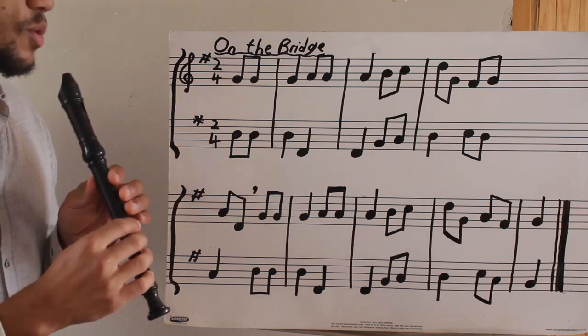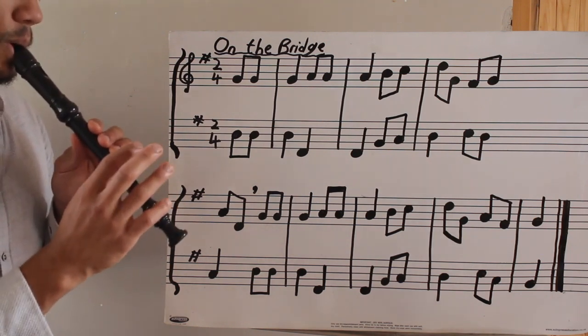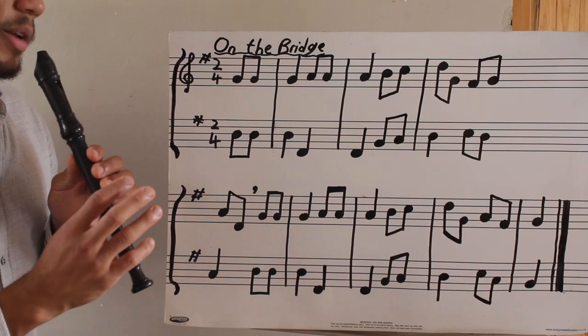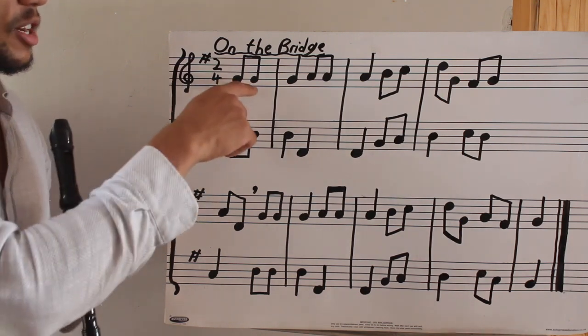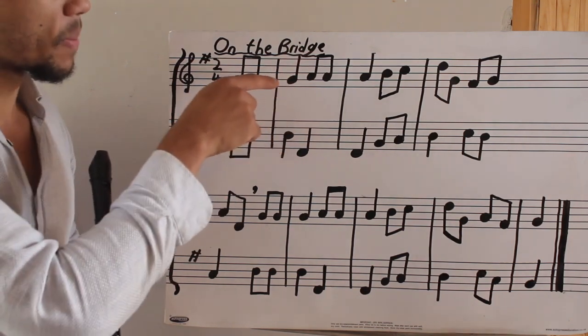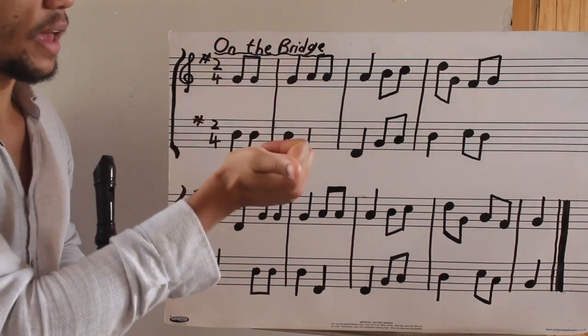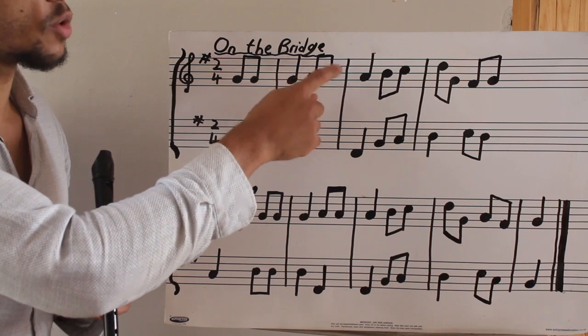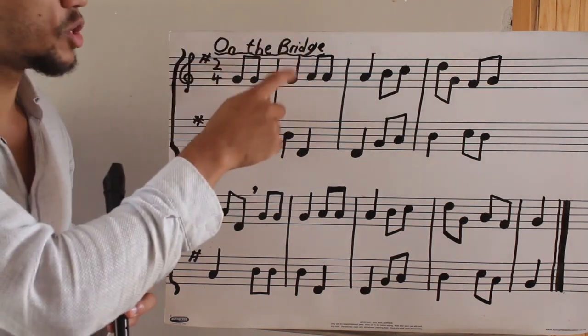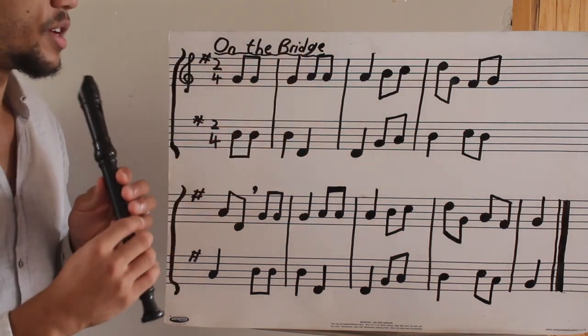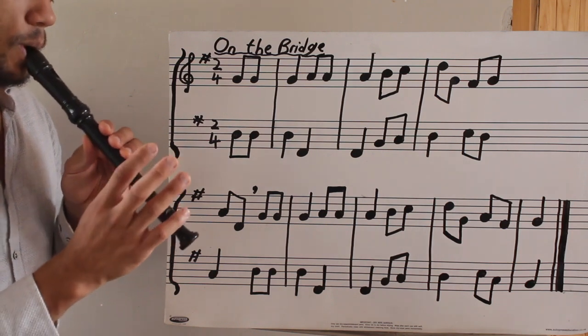3, 2, 1. Easy stuff. 2 G's there. Let's keep going. Then we have a G. What's this note? Second space is an A. Remember, to know the space notes, you use FACE. So let's go G, A, A. 3, go.